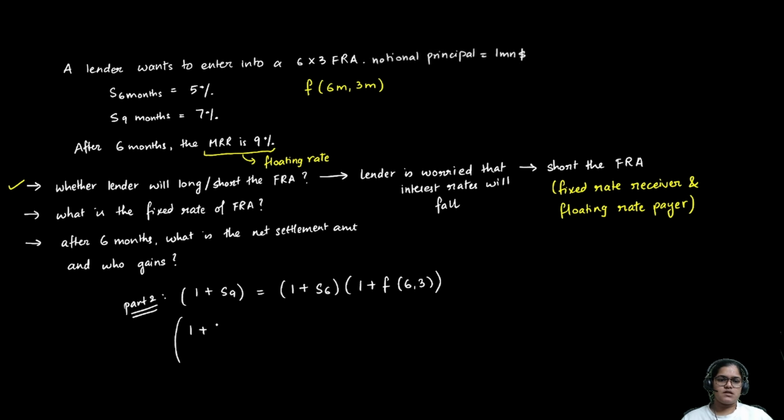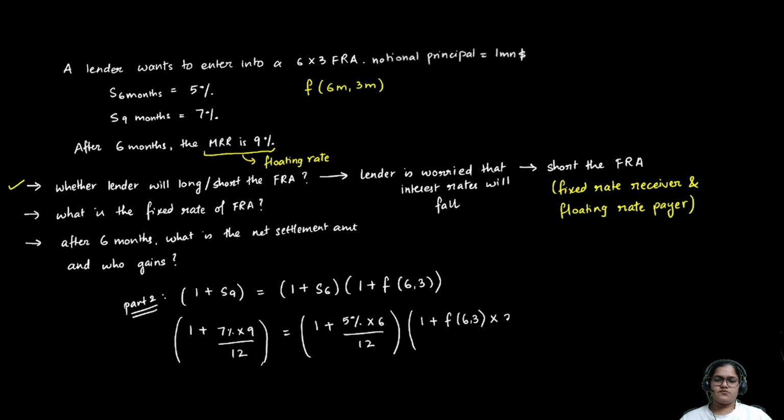So 1 plus 7% into 9 by 12 is equal to 1 plus the spot rate for 6 months, which is 5%. This is also annualized. You will have to adjust for periodicity. So this is into 6 by 12 multiplied by 1 plus whatever forward rate you get after 6 months for 3 months. And this forward rate also you will have to adjust into 3 by 12.